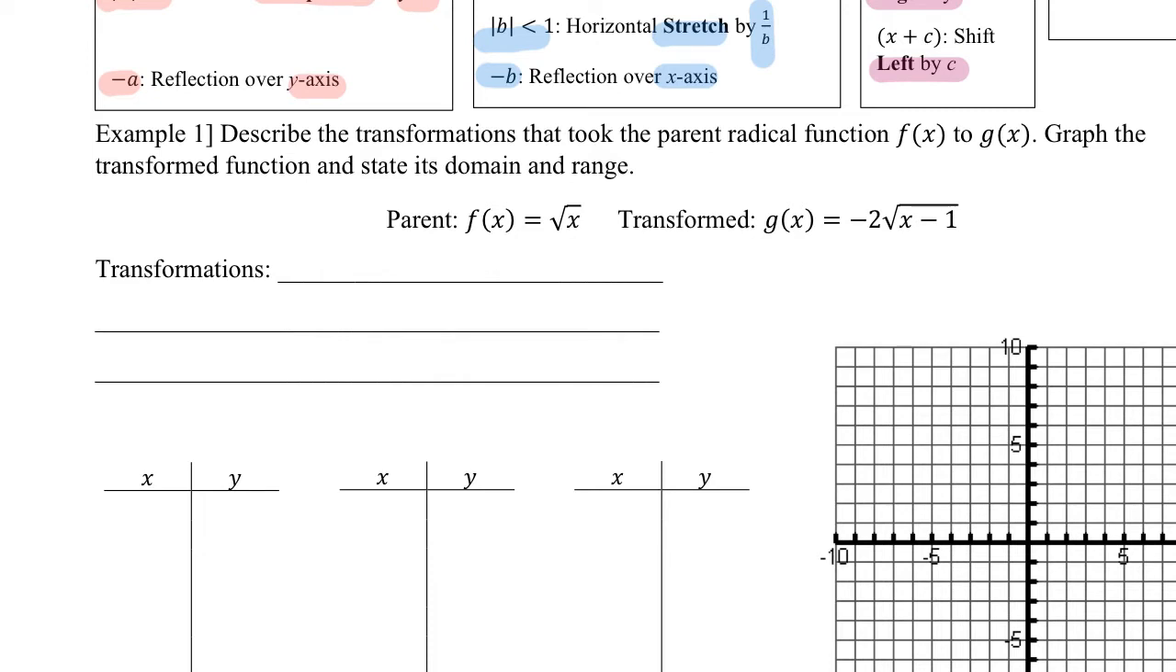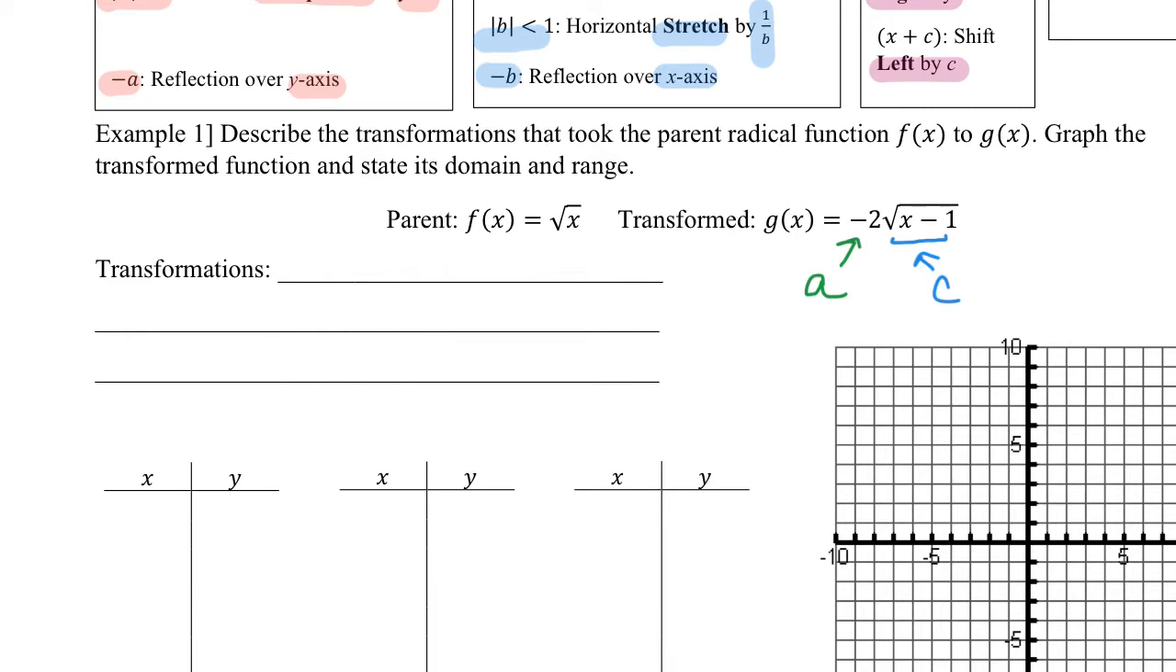So the first thing I notice is that I have a -2 outside in the front. Well, that's your a value. The next thing I see is that I have this x minus 1 on the inside. That's your c. And that's the only two parameters we have this time. So let's take each one individually.